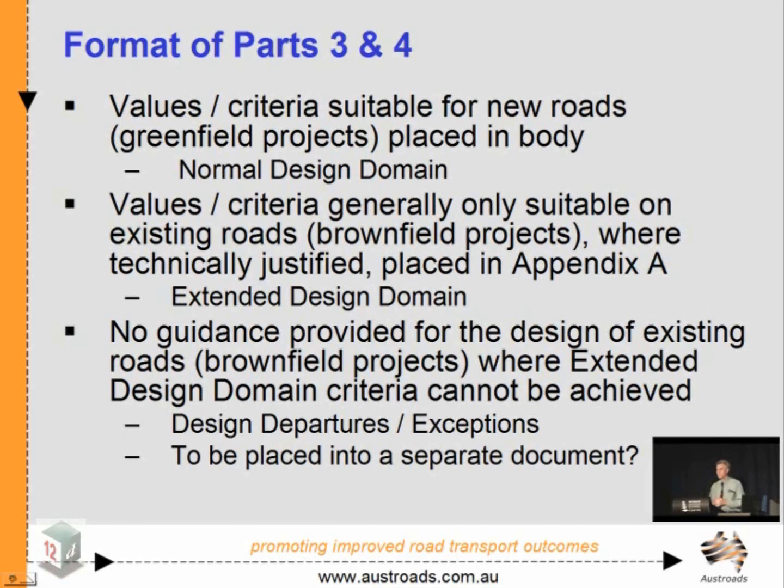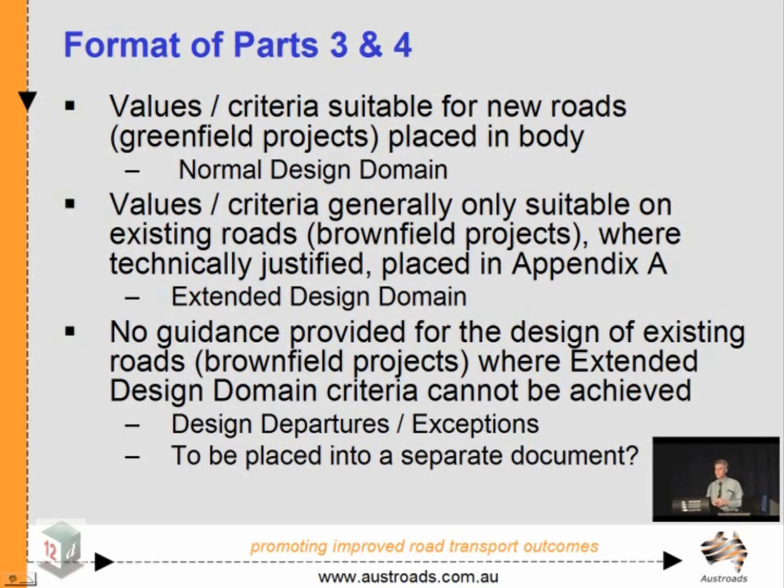Now, with parts 3 and 4, which is the bulk of the geometric design criteria, we've tried to keep the body of the guides clean such that all the values in there are suitable for new roads. That is the normal design domain criteria. So values generally only applicable on existing roads, for example brownfield sites, we've put in Appendix A, typically things like extended design domain. In that way, we try to really have a different area for the different criteria.